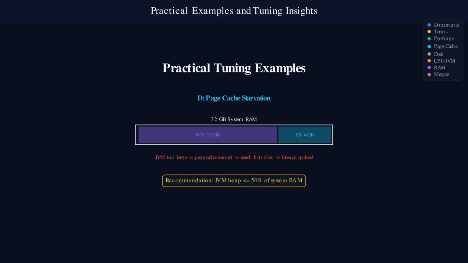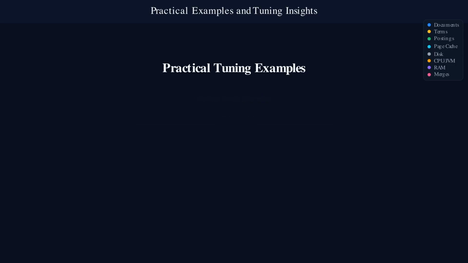Third, refresh interval. With the default 1-second refresh, write-heavy workloads create many tiny segments, causing merge storms. Setting the refresh interval to 30 seconds reduces segment churn and improves indexing throughput at the cost of slightly delayed search visibility. Fourth, page cache starvation.